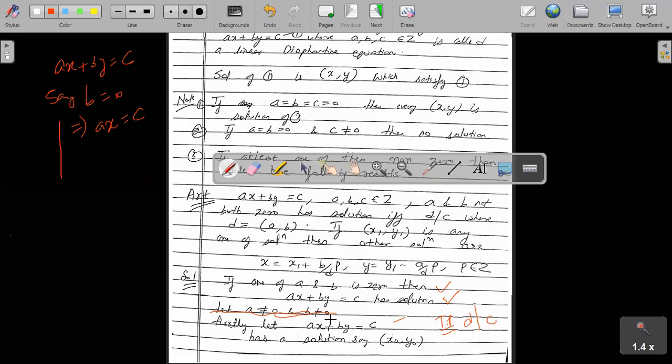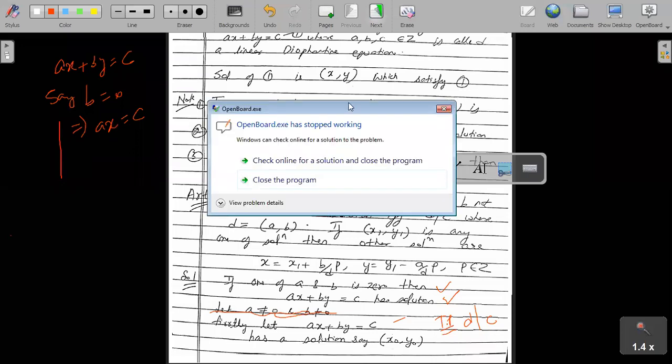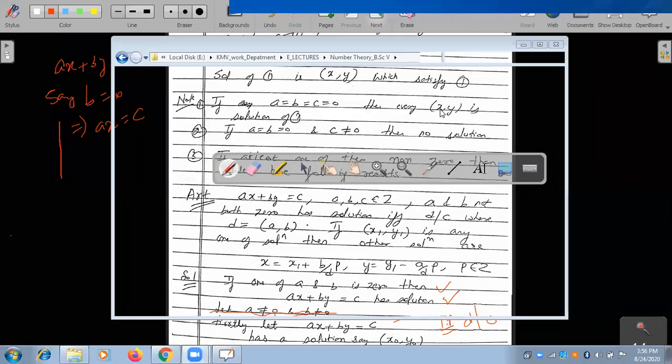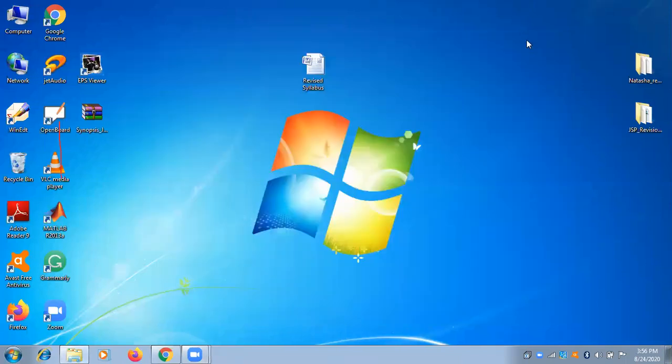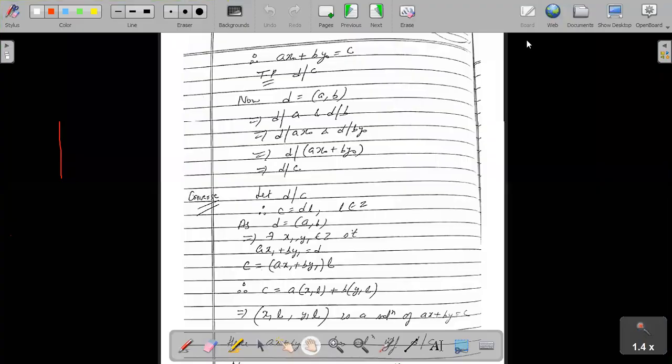Now let ax plus by is equal to c have a solution, and say the solution is x naught, y naught. So we have assumed that the equation has a solution and we will prove that d divides c. Say the solution is x naught y naught. Since x naught y naught is a solution, it will satisfy the equation. So ax naught plus by naught is equal to c.